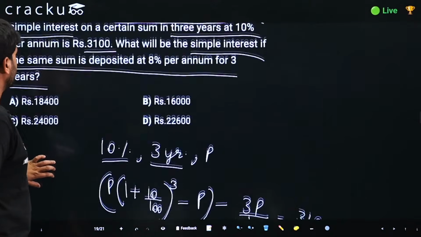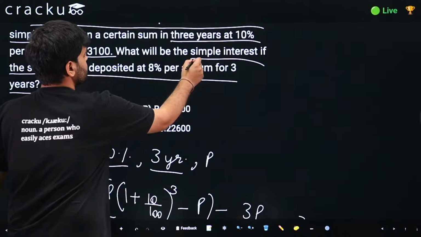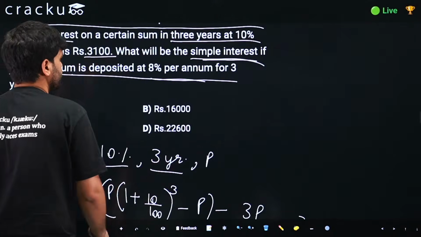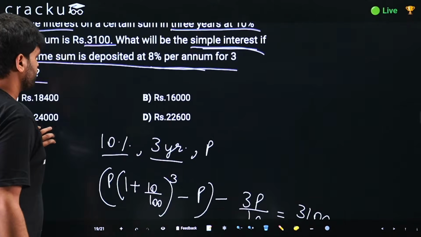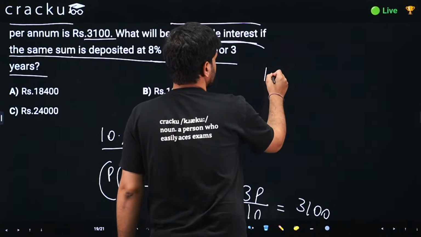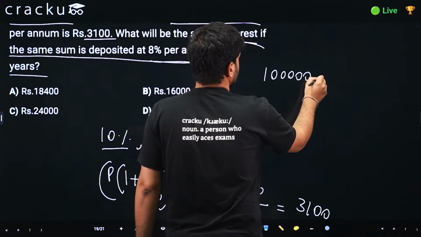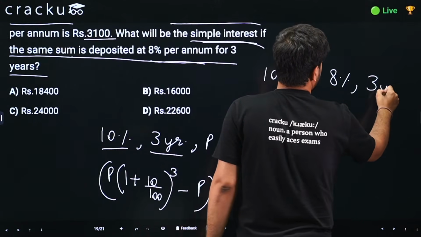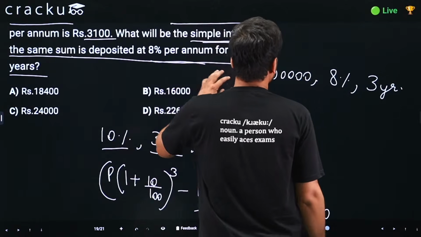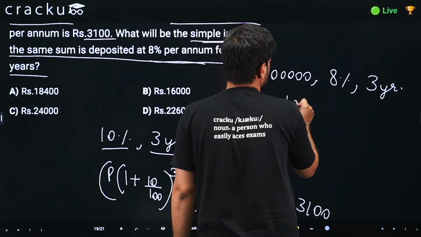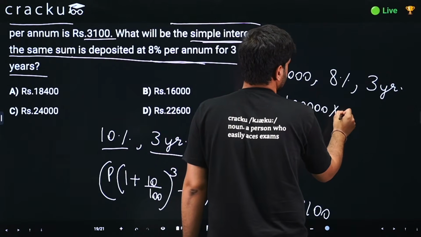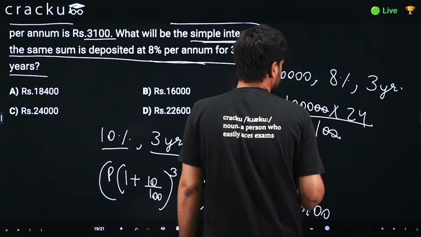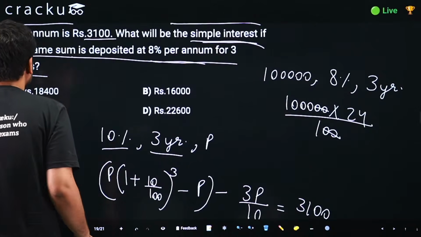Let us see what we are required to find. We are required to find the simple interest if the same sum, 1 lakh, is deposited at 8% for 3 years. So P is 1 lakh, 8% is the rate, time is 3 years. So it would be PRT by 100, which is 8 into 3, 24 by 100. This would come out as 24,000. Option C.